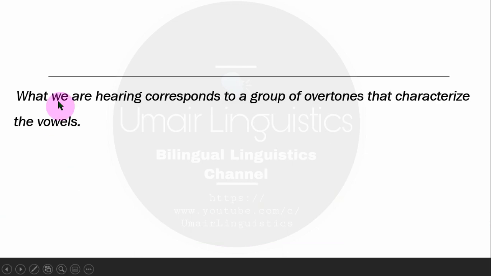So actually what we are hearing corresponds to a group of overtones that characterize the vowels. These overtones, or different pitches, which vowel has high pitch and which vowel has low pitch, are some characteristics which distinguish one vowel from the other.